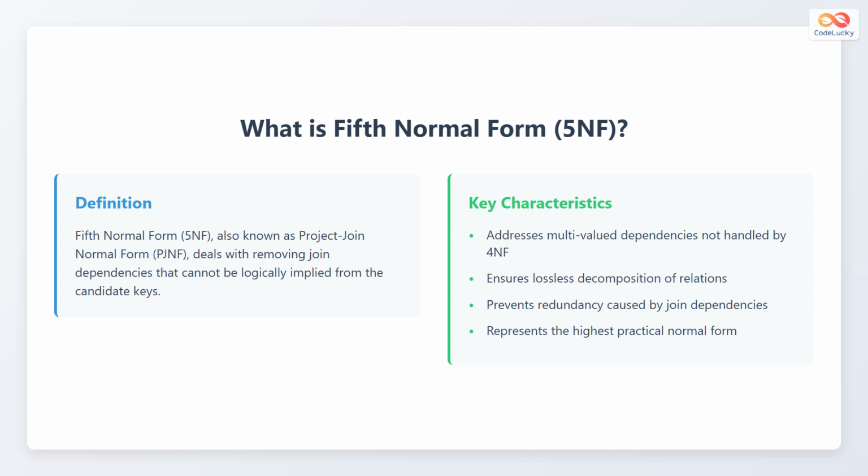Firstly, it addresses multi-valued dependencies that are not handled by fourth normal form. Secondly, it ensures lossless decomposition of relations. Thirdly, it prevents redundancy caused by join dependencies, and finally, it represents the highest practical normal form.